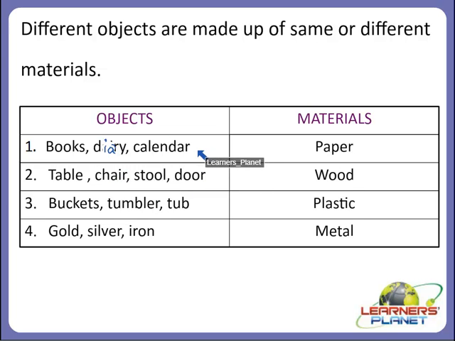Then table, chair, stool or door can be made out of wood. Even buckets, tumbler, tub, they can be made out of plastic material. And gold, silver, iron, they can be made out of metal, which is a type of material. So we can say that different materials have different properties, and many objects differing in usage can be made from the same material or different materials.